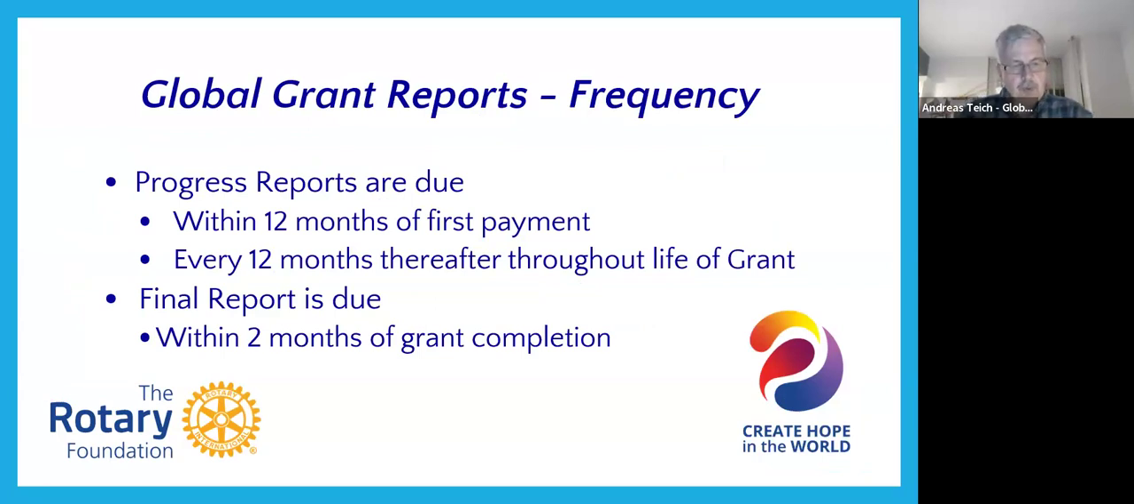How often do you have to report? Well, 12 months after the first payment comes, and every 12 months thereafter until the life of the grant is completed. And then 2 months after the grant supposedly is finished, the final report is due. That at least is the process in place. Right now, the grant in Uganda is going fairly well, and they've done their first 12 months, and they're doing all the reporting as they need to do. Those of us who have access to the grants can see how the reports are coming through.